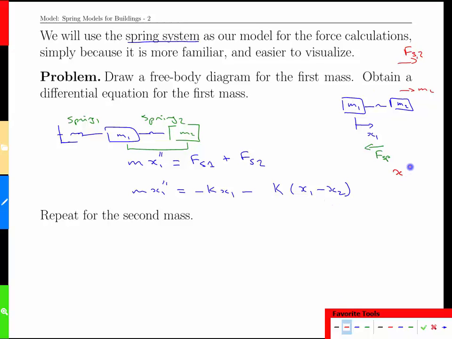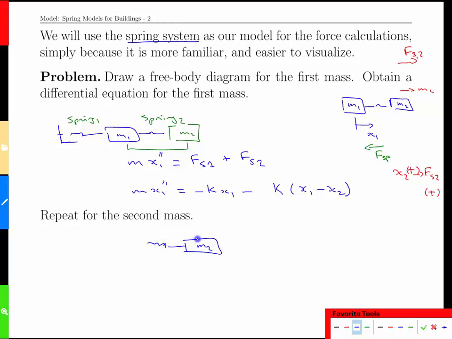Well, if x2 is positive, then if you look at this calculation here, it leads to the second spring force also being positive. So we get a model that actually looks like a spring force, except it's got a more complicated term because of the fact that this spring is stretched relative to two moving masses rather than one fixed wall and one mass.